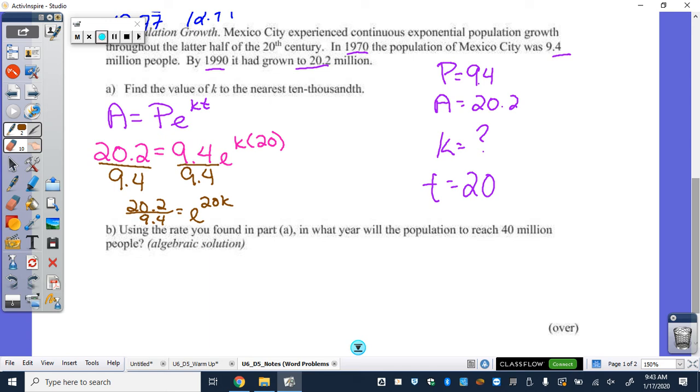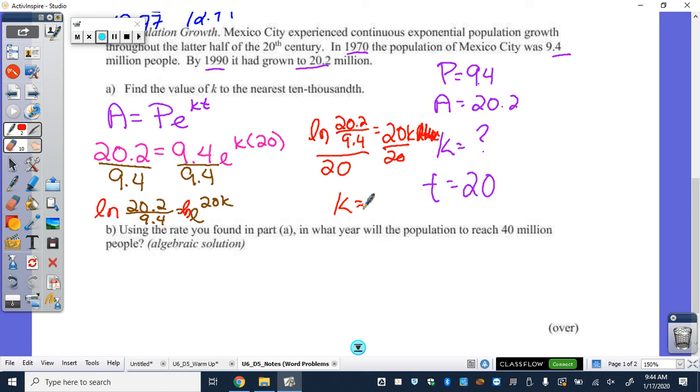So what are we going to do to both sides? Yeah. Take the ln. But again, what happens with our ln of e? It's just 1. I really just have 20k over there on my right side. So what do we do with our 20? Divide. So they told us to find k to the nearest 10,000th. So go ahead, type that in your calculator. The ln of 20.2 over 9.4, all divided by 20.